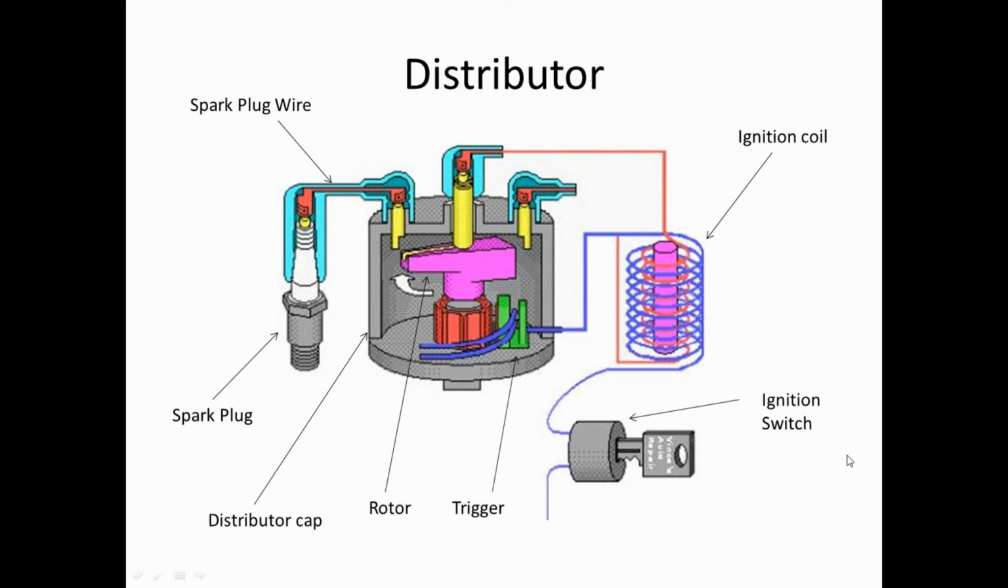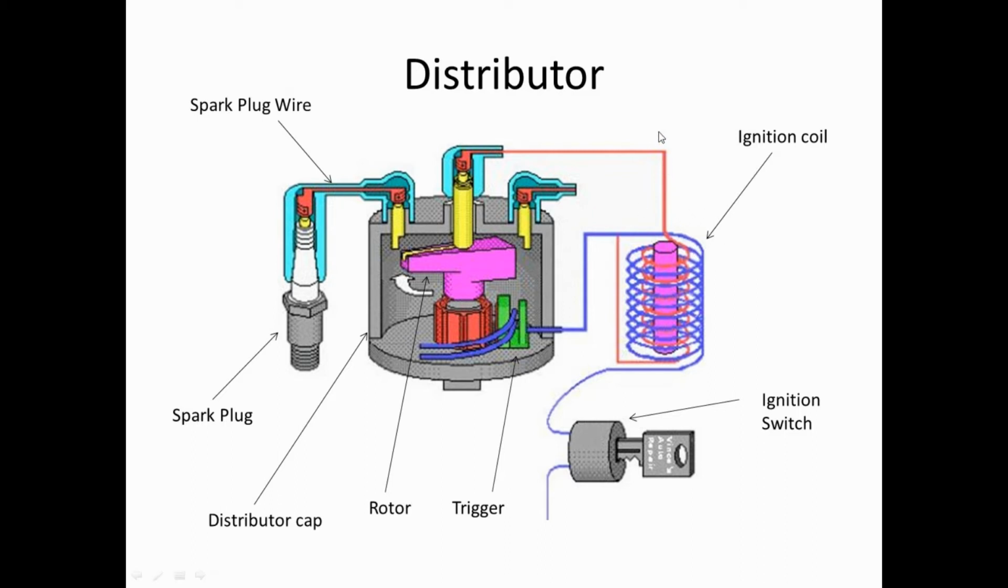As you can see by my mouse cursor here, we have the ignition switch, which supplies the power to the primary side of the ignition coil. And then we have the trigger, which is able to control when the power to the ignition coil is cut. So instead of removing the power source, it actually cuts the ground source from the ignition coil. And that's what causes the ignition coil to fire.